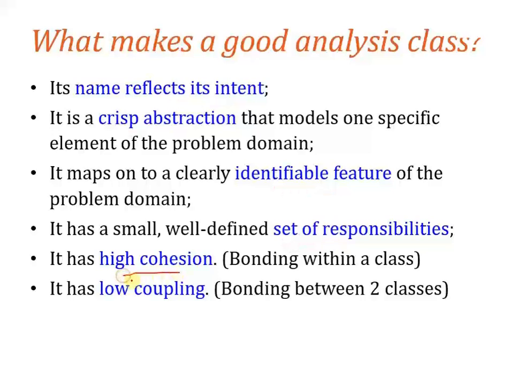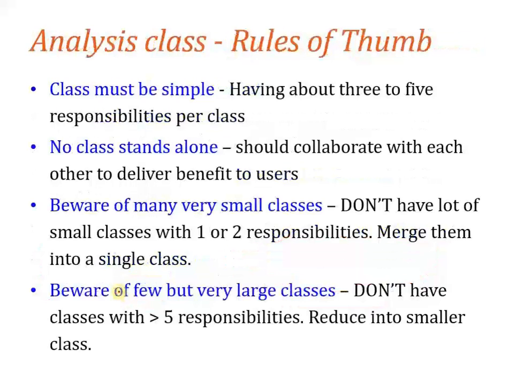It should have high cohesion. Cohesion means the bonding within a class, so a class should be dependent on itself for any functionality. At the same time, it should have low coupling. Coupling means the bonding between two classes, so a class should not be too dependent on other classes for solving any functionality. These two points are very important to keep in mind. It should have high cohesion, but the coupling factor should be very low.